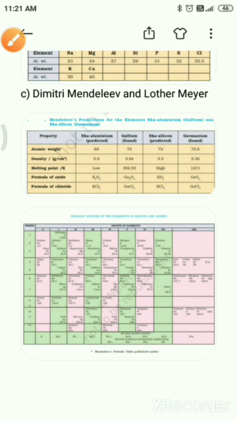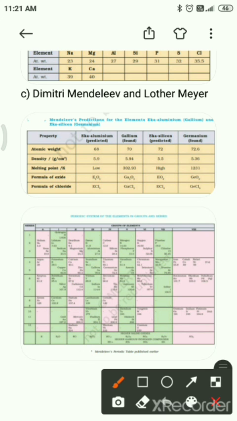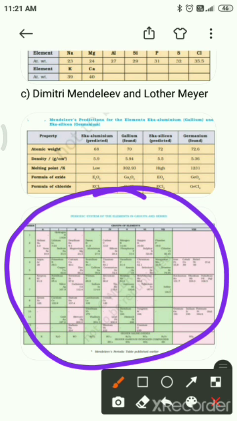So students, the boldness of Mendeleev's quantitative predictions and their experimental success made him and his periodic table famous. This is the Mendeleev periodic table, which was published in 1905.